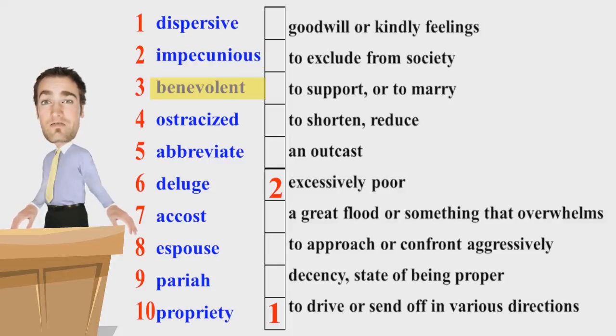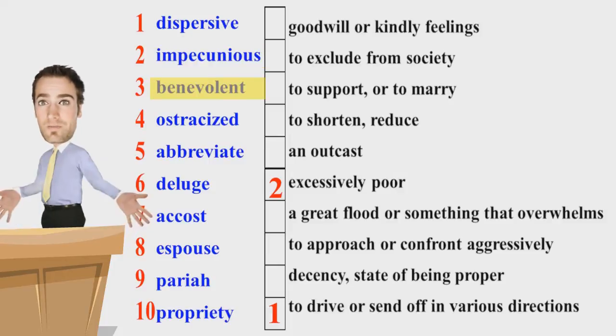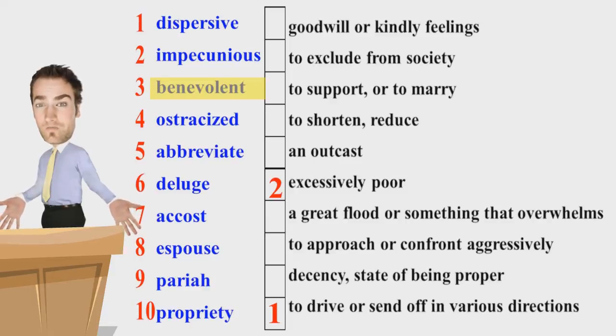Our third word is an interesting word. We've mentioned it before. It's benevolent. The word benevolent means to express goodwill or kindly feelings. And you should really compare that with the word we talked about before, malevolent. The Latin bene meant good, and the Latin vol meant wish. So this is good wishes. If you recall, the word malevolent meant bad wishes.